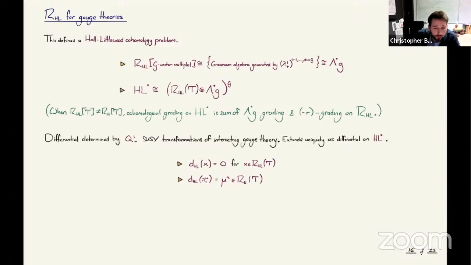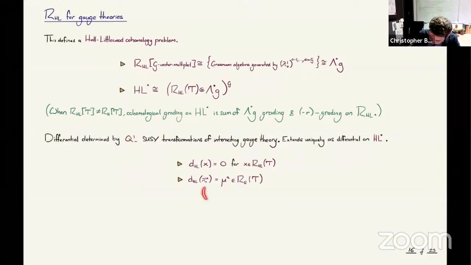And then you just check in the interacting theory at a classical level, because I told you this thing is coupling independent and classically exact. You check how this Q1 minus supercharge works in the interacting theory. And it turns out that its transformations on the various ingredients in this complex are just things you can read off. I'm going to define the action of this Q1 minus to give me a differential called D sub HL. And for things in the Hall-Littlewood ring that I inherited, the differential is just 0.